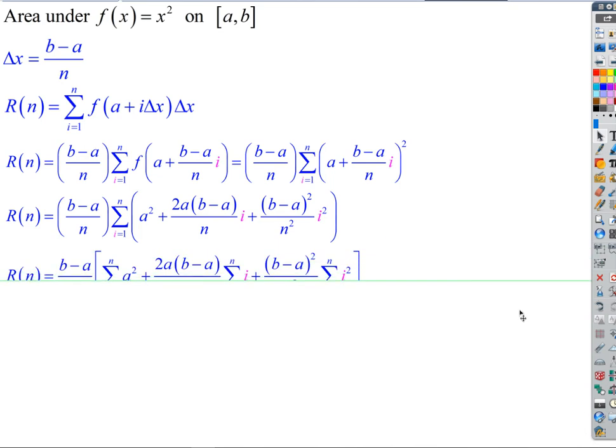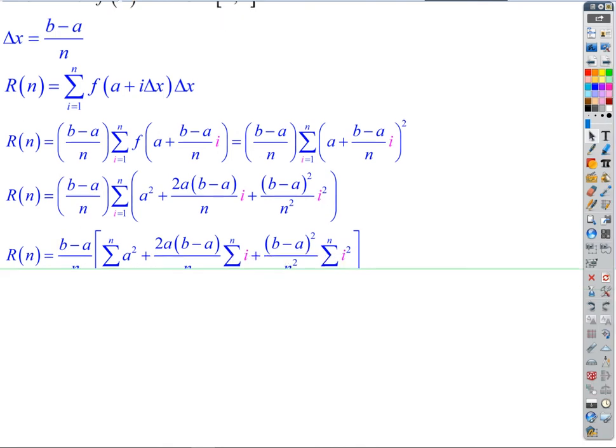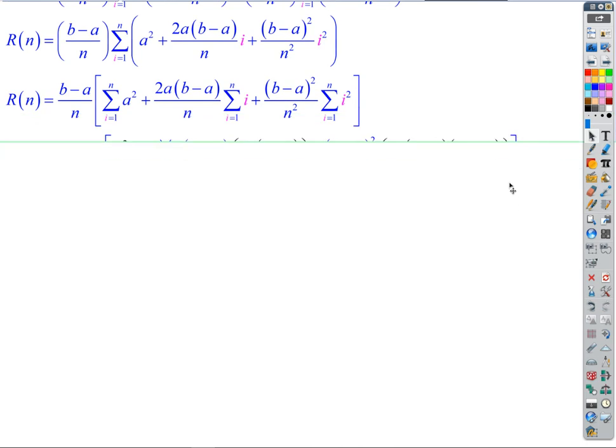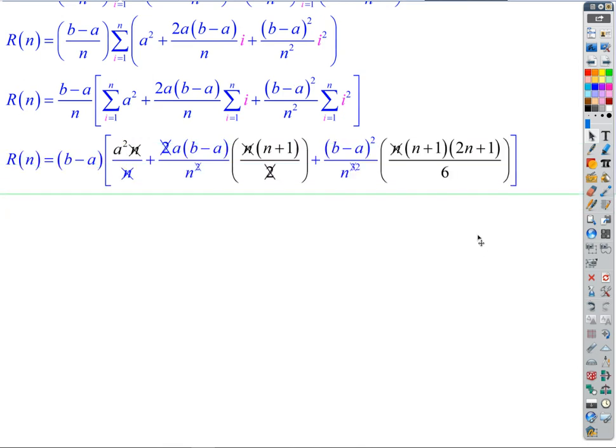Okay, we expand it all out. f of that expression is just that expression squared. Well, if I square out that whole big ugly expression, I promise you, that's what you get right there, okay? So we can break that up into separate sums, and I can take everything that doesn't have an i in it out in front of the sigma, and then I get my same summation formulas that I had before, right?